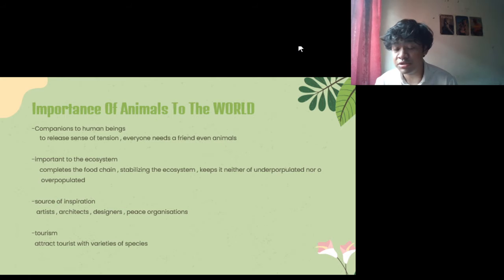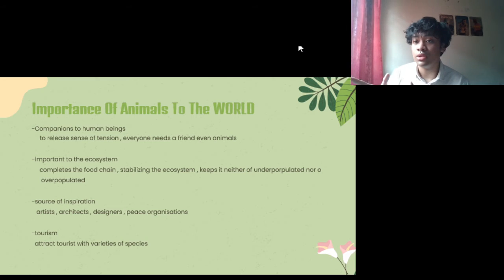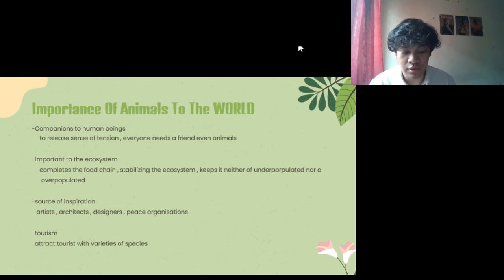It is a source of inspiration for artists, architects, designers, and peace organizations. Artists, architects, and designers sometimes take animals as a subject of inspiration for their next art. And peace organizations also gather people in one place, making people united and keeping more peace in this world.